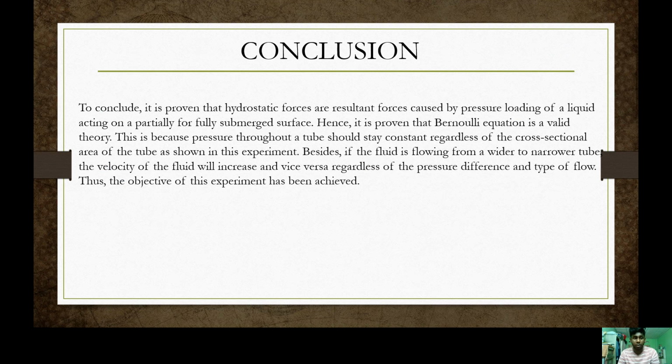It is proven that Bernoulli's equation is a valid theory. This is because pressure throughout a tube should stay constant regardless of the cross-sectional area of the tube, as shown in this experiment. Besides, if the fluid is flowing from a wider to a narrower tube, the velocity of the fluid will increase and vice versa, regardless of the pressure difference and the type of flow. The objective of this experiment has been achieved.